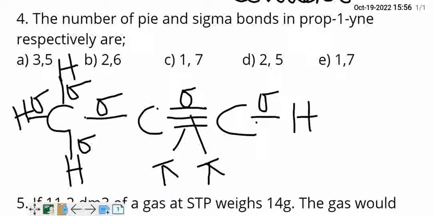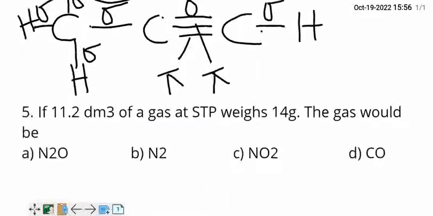So how many sigma bonds do you have there? You have 6 sigma bonds and then 2 pi bonds. The sigma bonds are known to be stronger than the pi bonds. That's why in organic reactions, the pi bonds are attacked first. So the answer to this question is 2 pi bonds and 6 sigma bonds. That is option B. I go on to the next question, question 5.